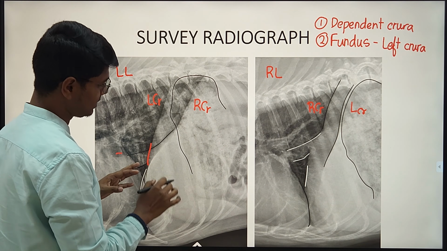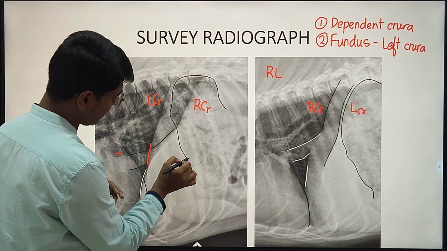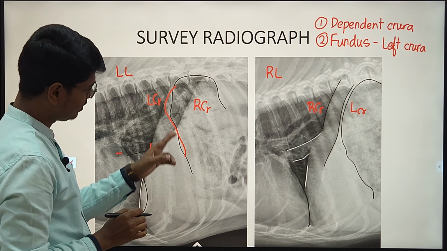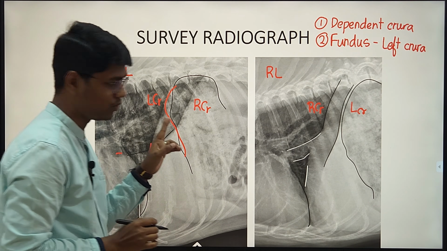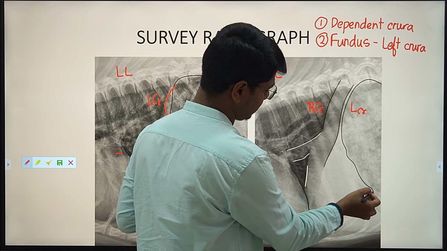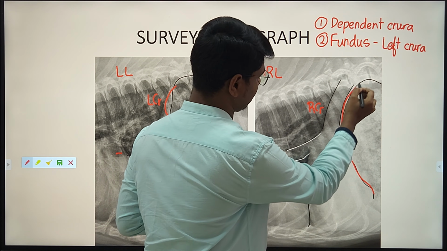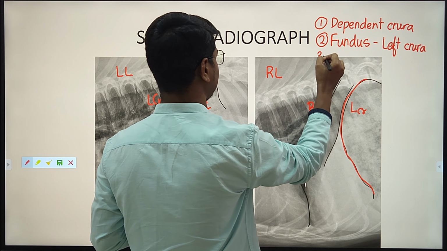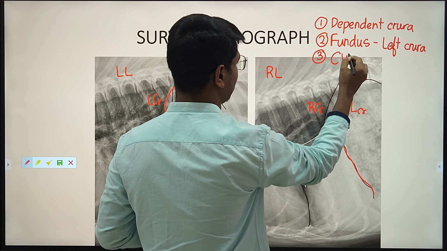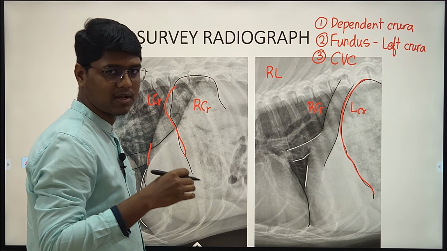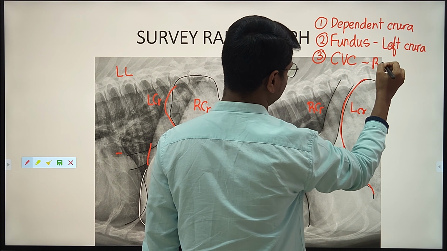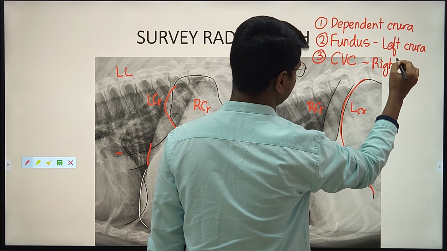So here you can see that this is the left crura and here is the stomach. The stomach will be attached to the left crura. Here you can also see this is the stomach which is attaching to the left crura. The third thing is the caudal vena cava. The caudal vena cava will be joining to the right crura. Radiographically it will be joining to the right crura.